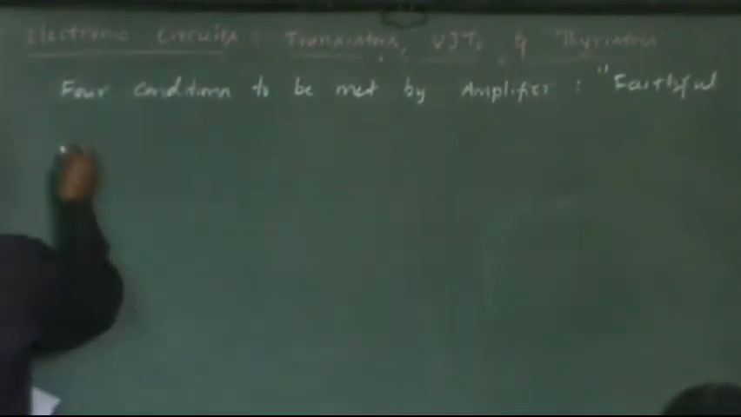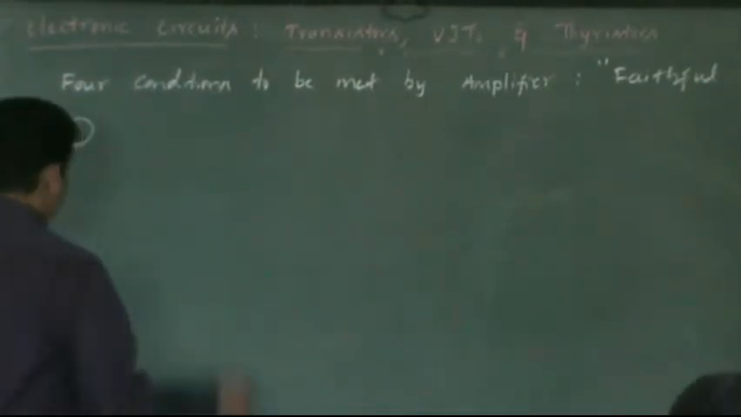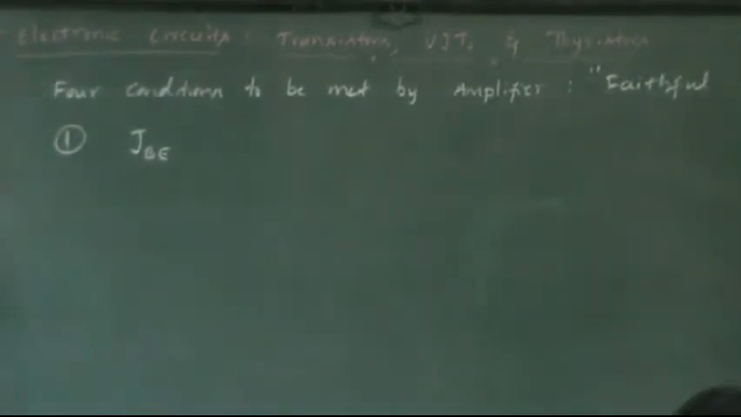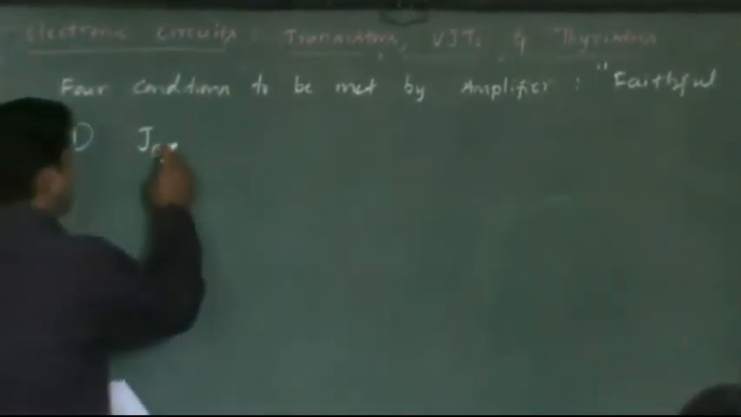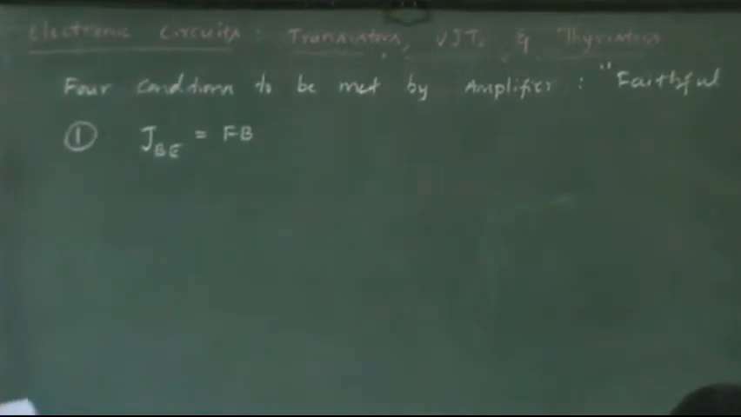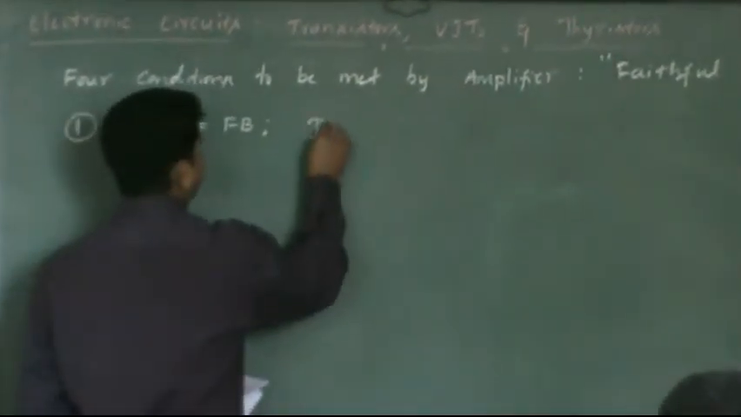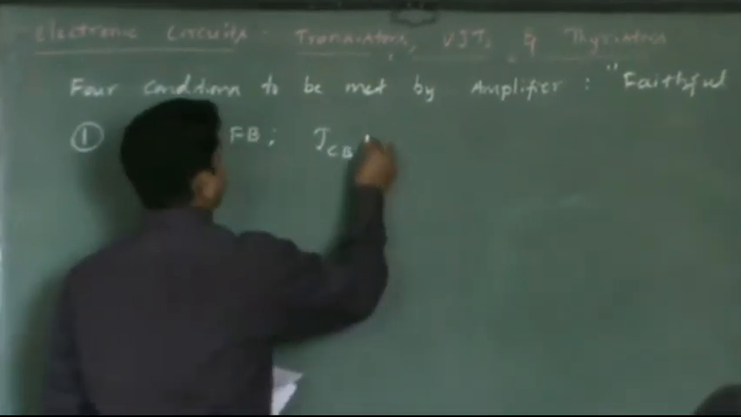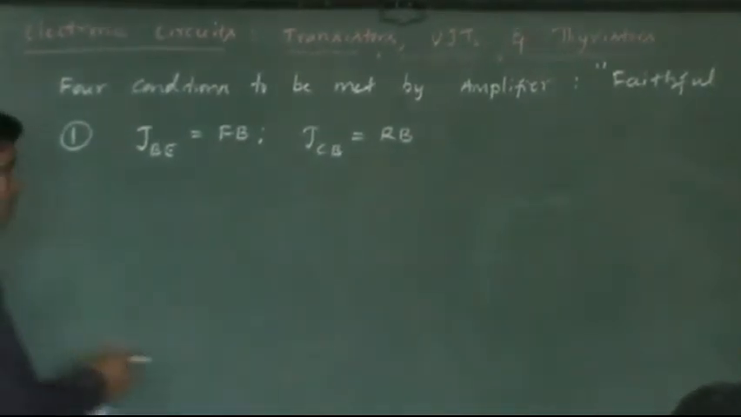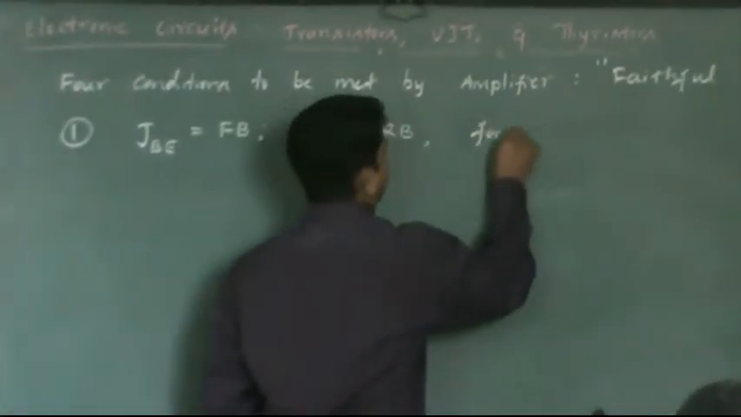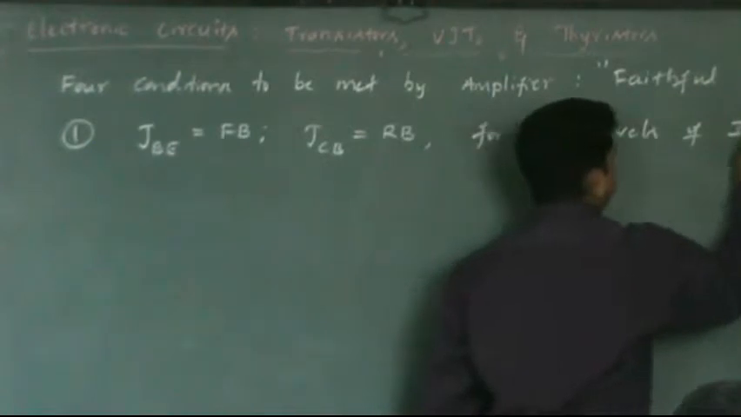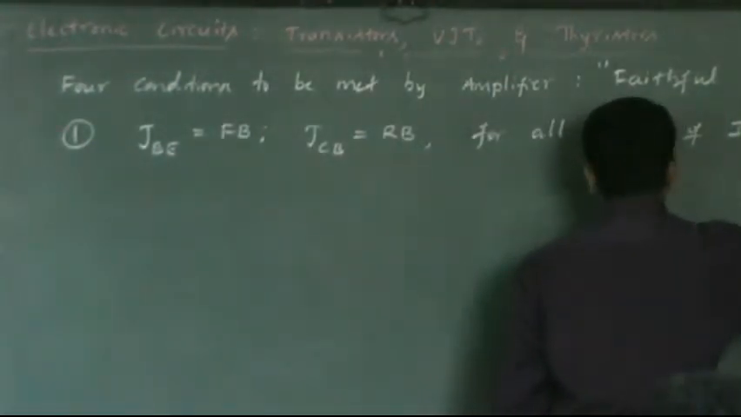Among them, the first condition is the base emitter junction. Let me indicate the base emitter junction as JBE. You can indicate this or write it in words in the examination. JBE must be forward bias. Indicate forward bias as FB, as well as JCB, the collector base junction, must be reverse bias. This should happen for all levels of input signal.